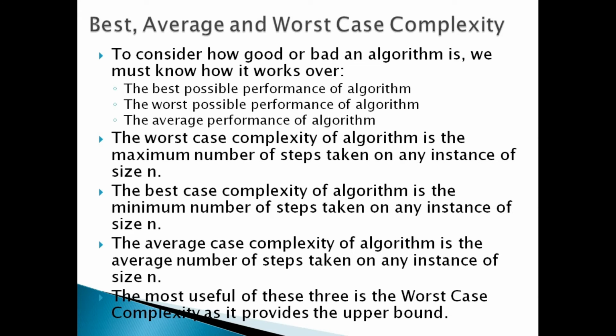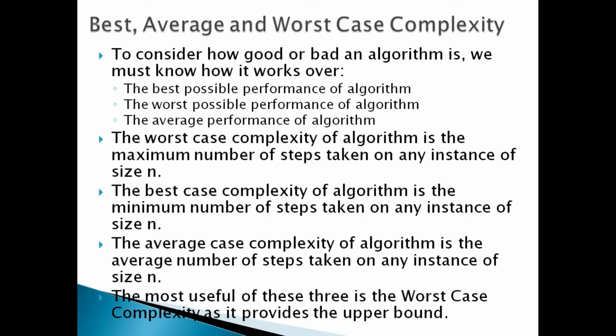And what is the worst case? If our element is at the last position or it is not available in the list, then it is called the worst case. And the remaining cases where the element is at second, third, fourth or anywhere, then it is called the average case. Okay. So the worst case complexity of the algorithm is the maximum number of steps taken for a size of n. Okay.